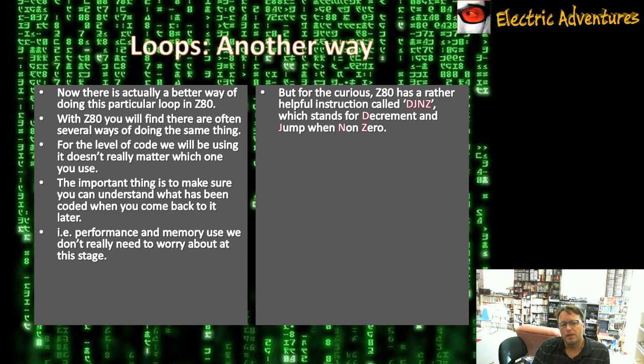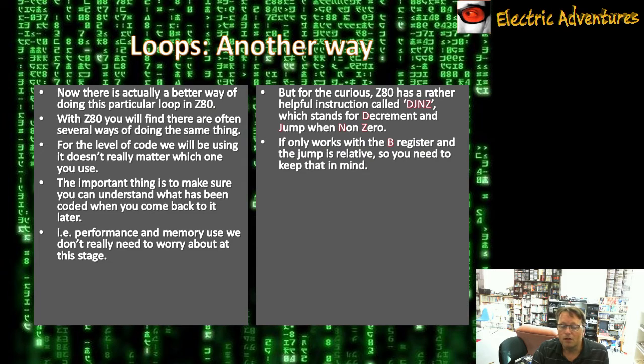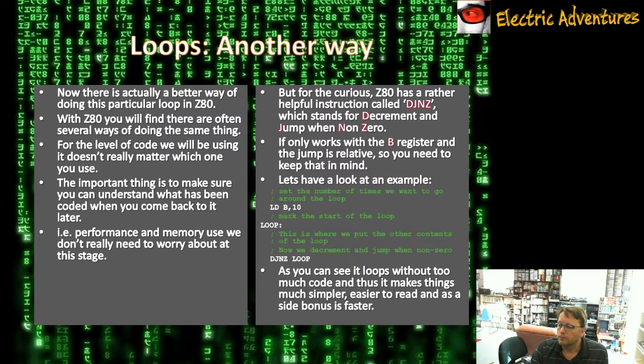For the curious, the Z80 has a rather helpful instruction called DJNZ, a bit of a mouthful, which stands for decrement and jump when non-zero. So you can see this is going to help us out a little bit here. It only works on the B register, and the jump is relative, so it's only for small jumps. Our example goes as follows. I'll just pop it all out.